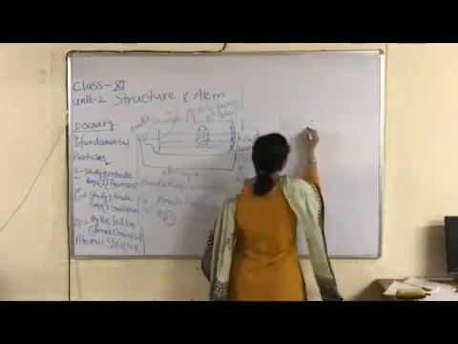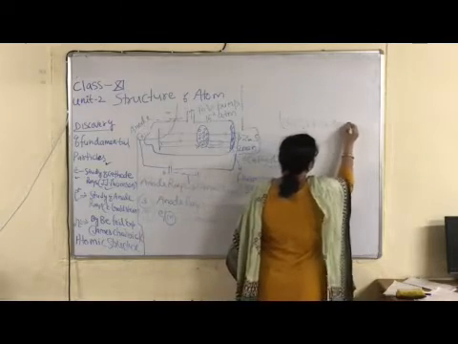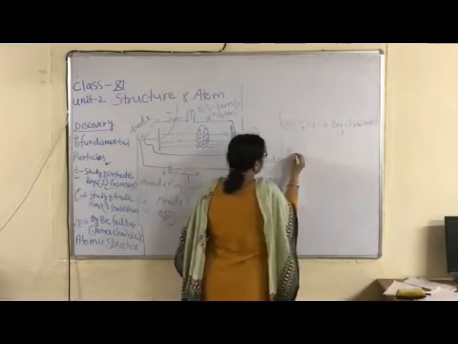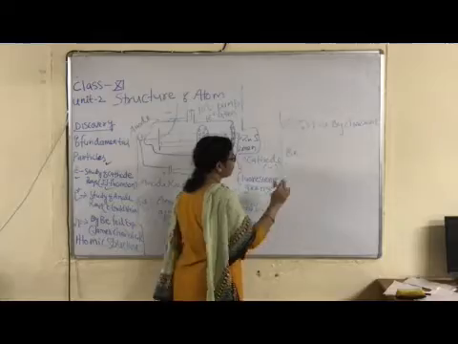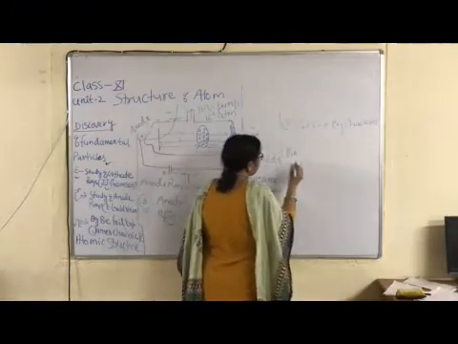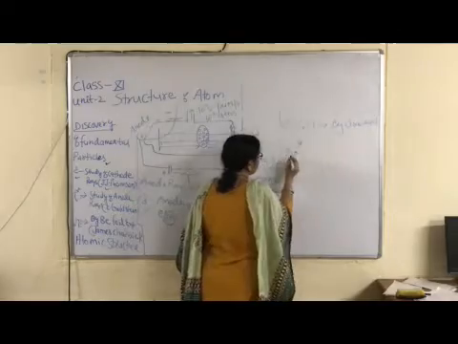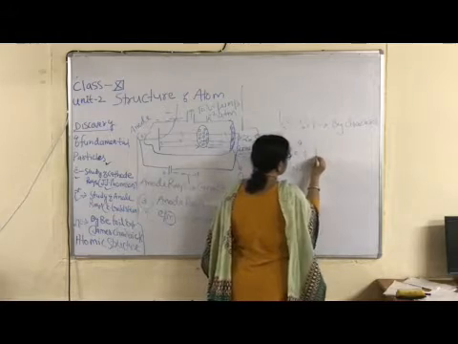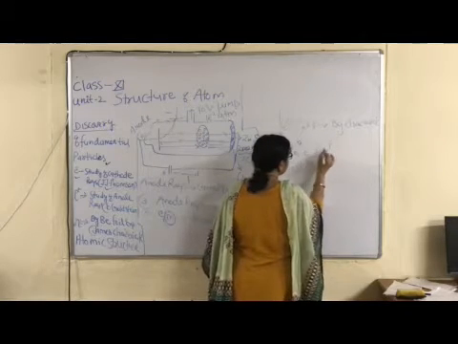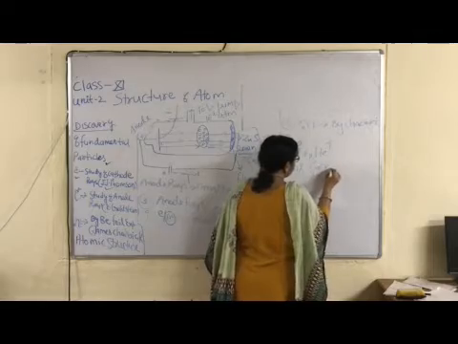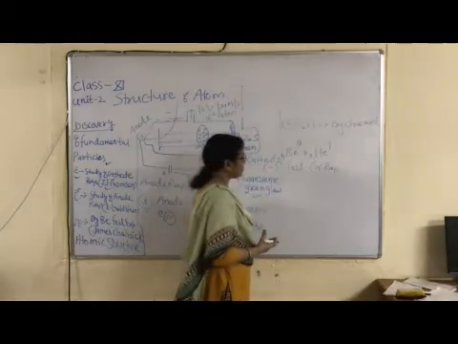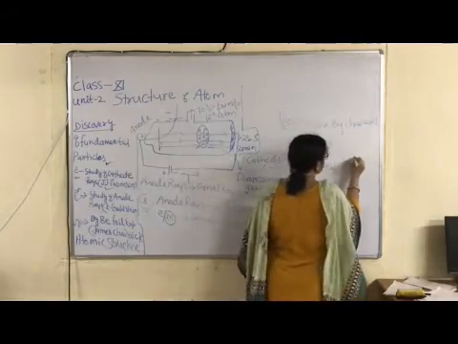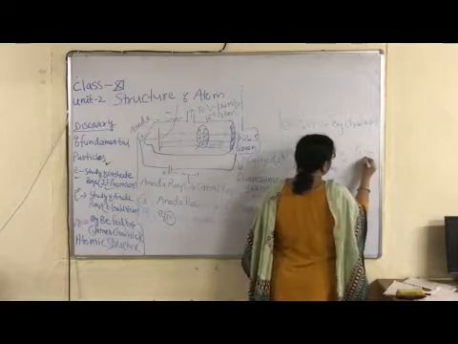Writing scientific symbol only by Chadwick, right? When beryllium foil, a thin foil of beryllium, mass of beryllium is 9 and atomic number is 4, is bombarded by alpha rays or alpha particles, then new particles are produced, right? And what are the new particles?